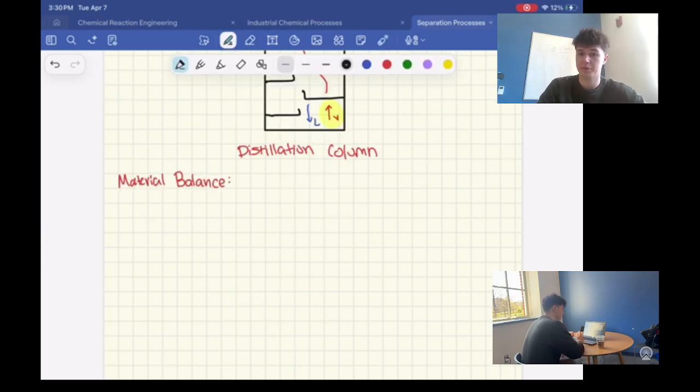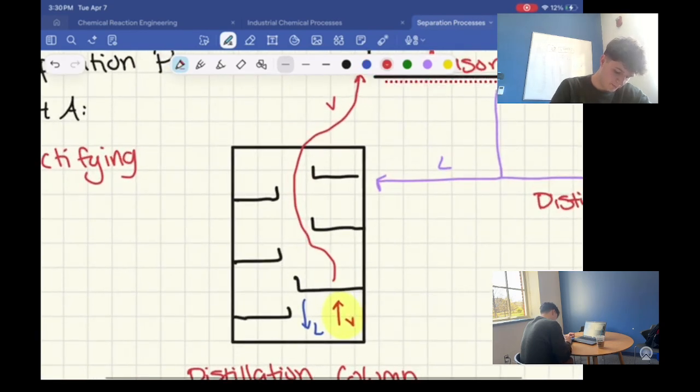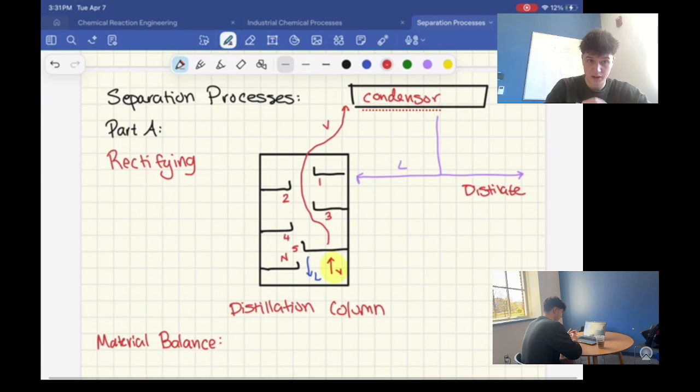So now we will actually be able to get into the material balance portion of this. And so before we do that, we want to label some things. I'll do this in red. So this is 1, 2, 3, 4, 5, and N. This can go as many sections as you want, so that's why we use this N value.